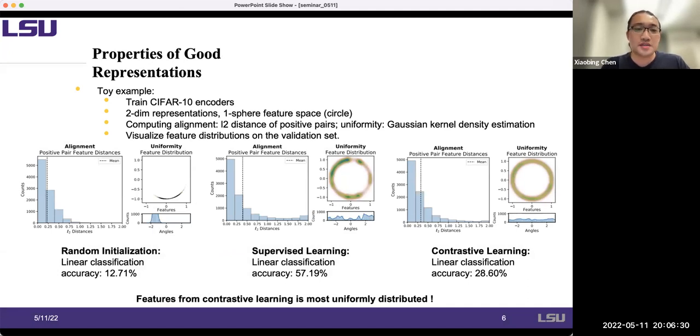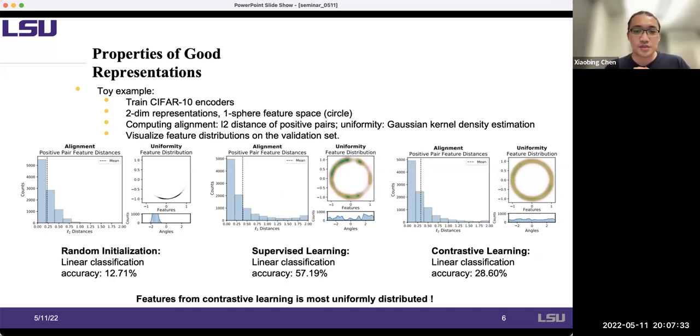And so here is a toy example to show you how we can evaluate and visualize those two metrics. In this experiment, we train the encoders on the CIFAR-10 dataset, and we set the dimension of the representation to 2, so we can expect a one-sphere feature space, a two-dimensional space. We're gonna compute the alignment based on the L2 distance between the positive pairs. And we use the Gaussian kernel density estimation to estimate the distribution of the representations. And then we visualize this.